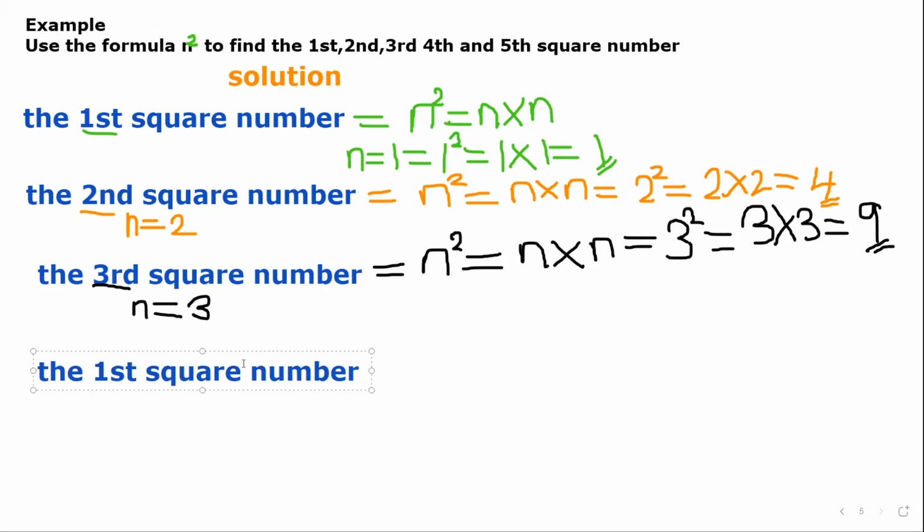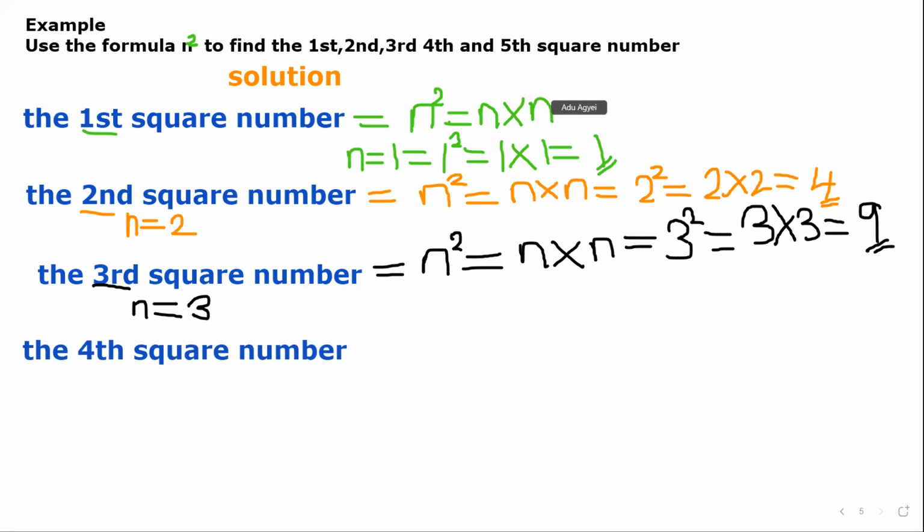The fourth square number here, and that one too, the formula is n squared. And here, because we want to find the fourth square number, our n is equal to 4. So you substitute the 4 into the equation. N squared means what? N multiplied by itself, and that is the square. So we want to put the 4 in place of the n. So here will be 4 square.